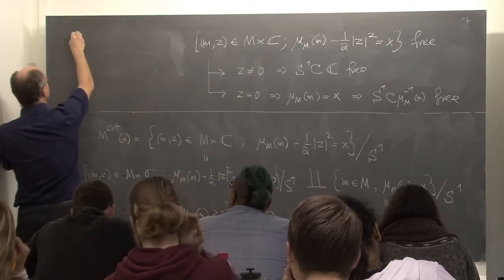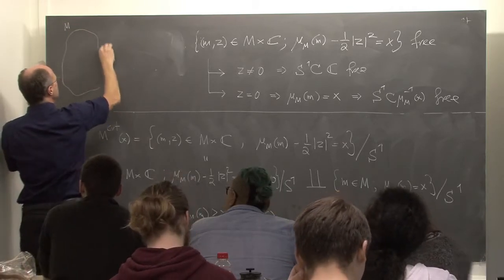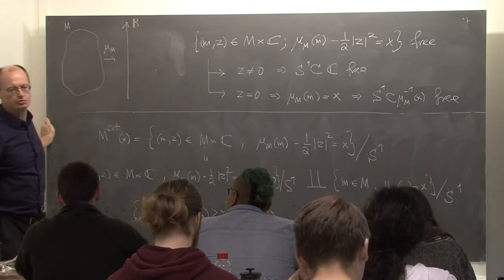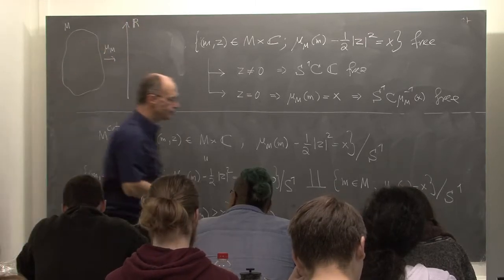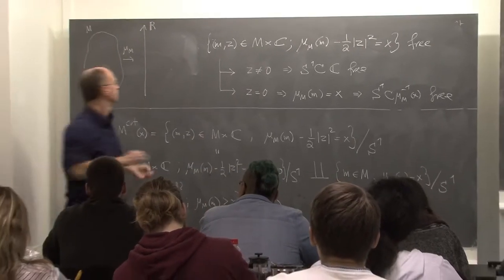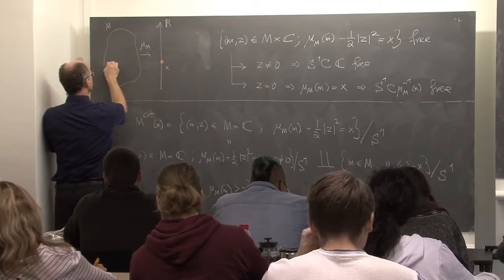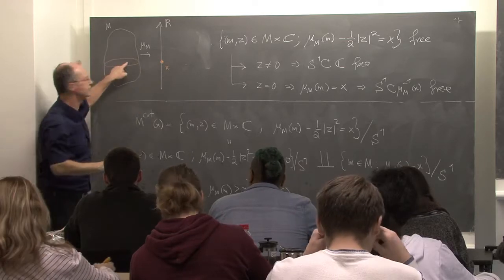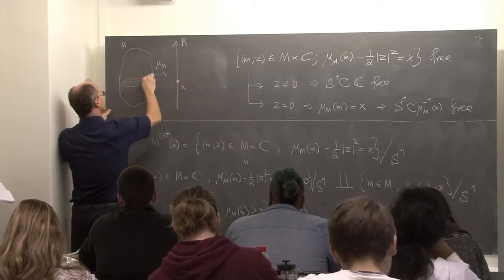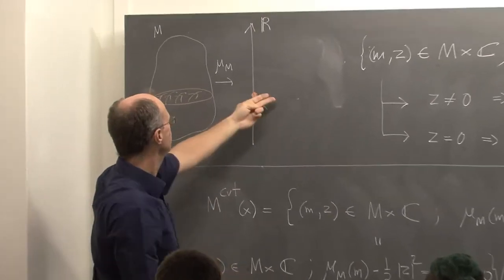That's why it is called cutting. So we have our space M, and from M we have this function, the moment map, which maps it to R. Now we're choosing here point X, and that's a level set of X. On the level set of X, we say that there is a free S1 action.